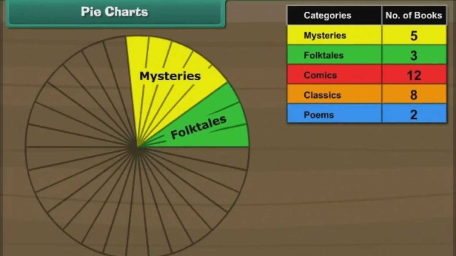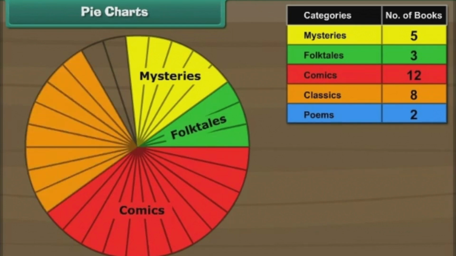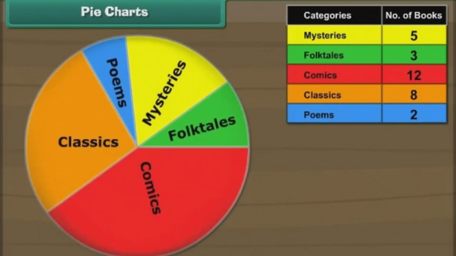Now we count the next 12 sections. We color them red and write comics. Next we count 8 adjacent sections. Color them orange and write classics. Finally, we color the remaining 2 sections blue and write poems. The pie chart is ready.